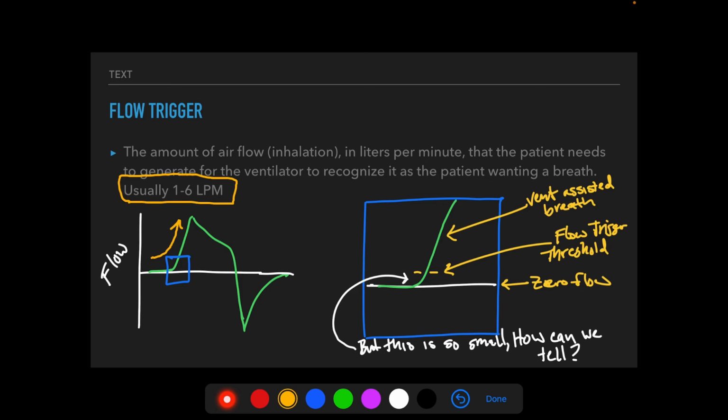On the next page, we'll get to this, but it's noted here, this is so small, how can we tell? What we do is set a flow trigger, usually 1 to 6 liters per minute. The patient needs to pull that kind of volume into the endotracheal tube, and the vent senses, oh, this patient's trying to take a breath, I'm going to help them out. So right here, the patient is not breathing, we have just 0 flow across here. Now the patient attempted to breathe in, they breathed in whatever that flow needed to be, they hit their flow trigger threshold here, and then the vent kicked in and was like, hey, I'm going to help you out with this breath.